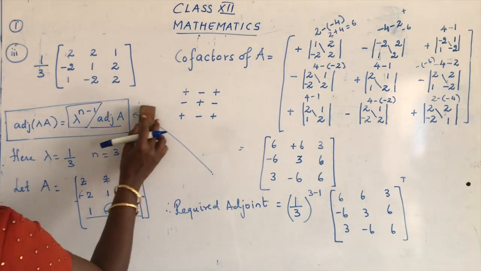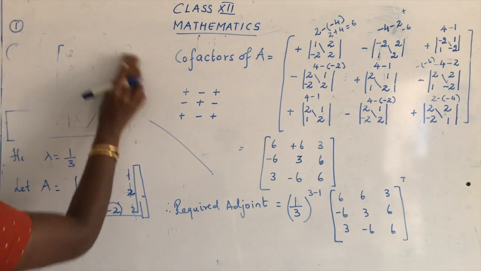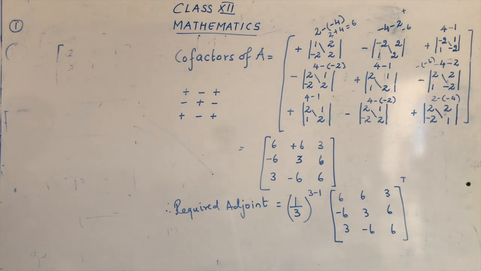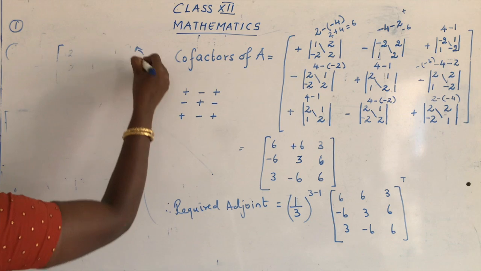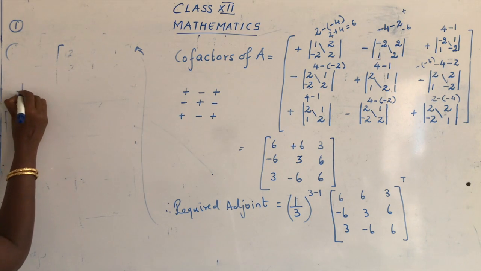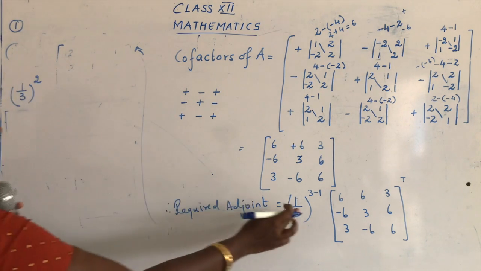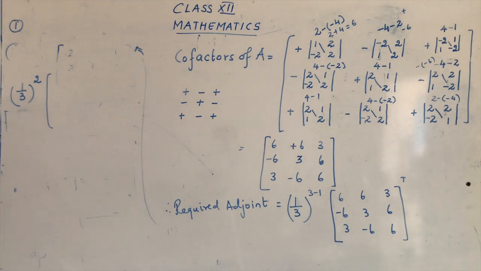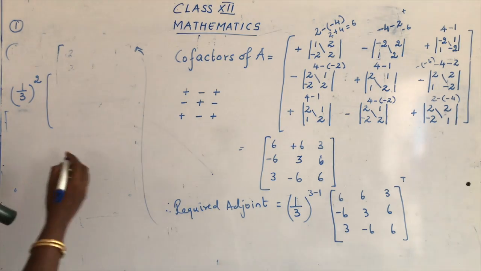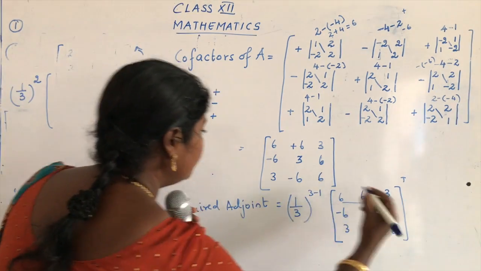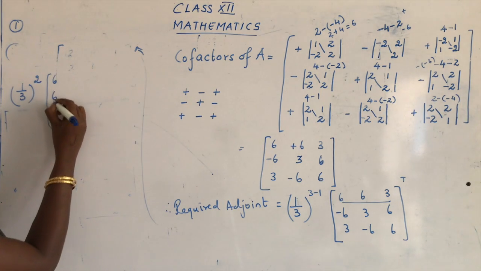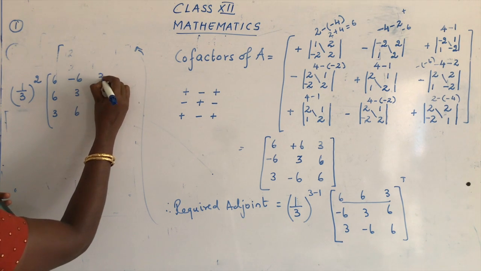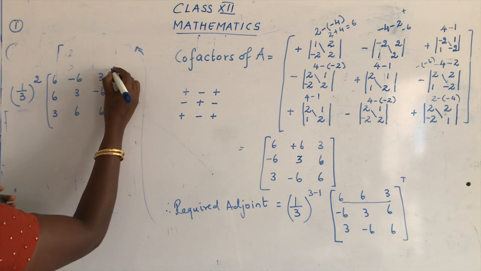So I'll just continue over here. This becomes 1 by 3, the whole square, since 3 minus 1 becomes 2. Then write the transpose of it. Transpose means interchanging rows and columns, so interchange the rows as columns. So it becomes 6, 6, 3, minus 6, 3, 6, 3, minus 6, 6.